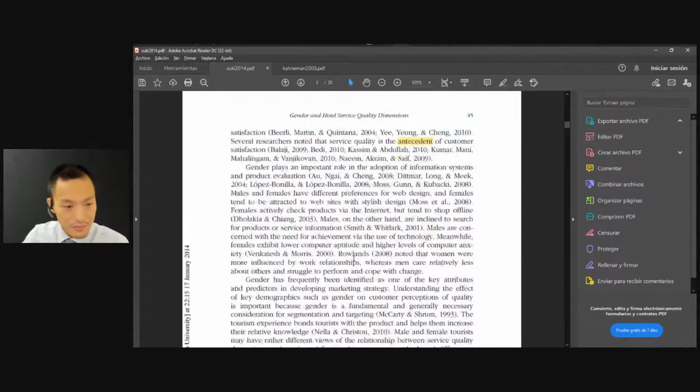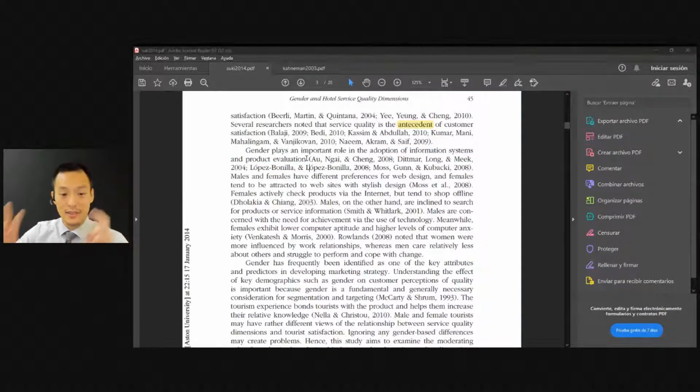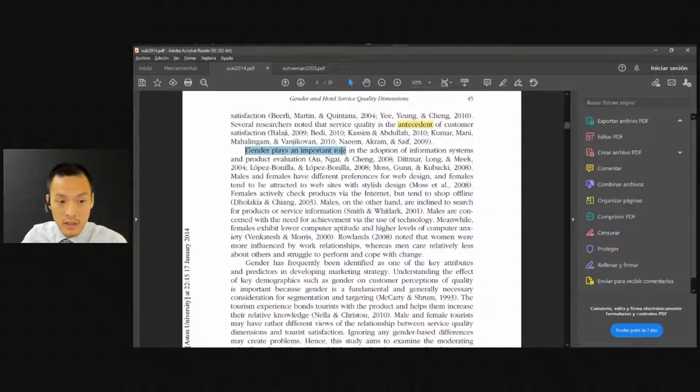All right, cool. Now, second paragraph, he said, gender plays an important role in adopting information systems and product evaluation. So satisfaction, the word satisfaction, usually people think satisfaction is this unbiased customer judgment of your service quality, but it is not true. He already planted in your mind that gender plays an important role in judging your product. If you are a hotel, the gender of the guests plays an important role in the satisfaction of the guests.